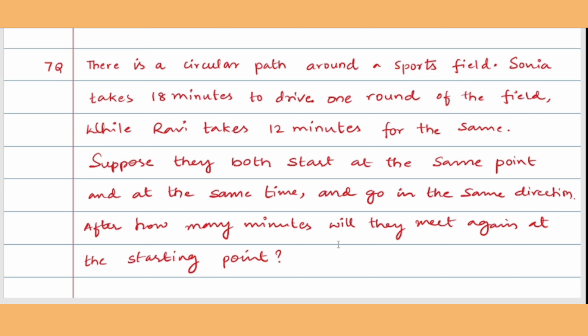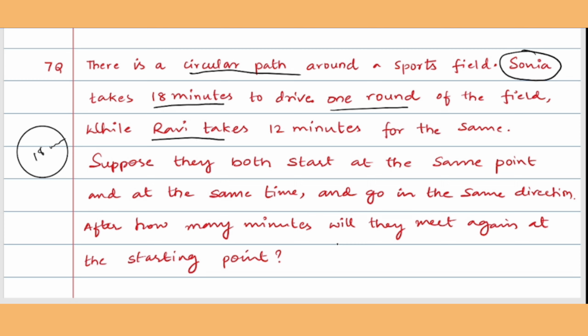Here the question given number 7: there is a circular path around a sports field. Sonia takes 18 minutes to drive one round of the field. So for one round of the field, Sonia takes 18 minutes, while Ravi takes only 12 minutes for the same. It means Ravi takes 12 minutes.